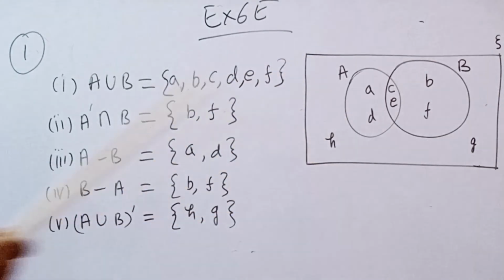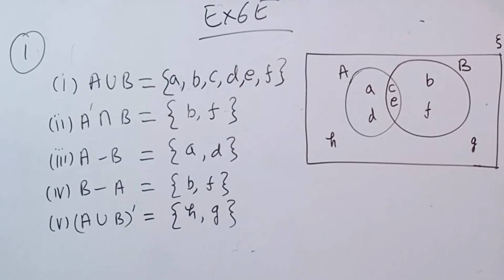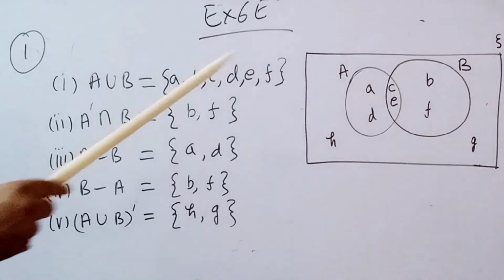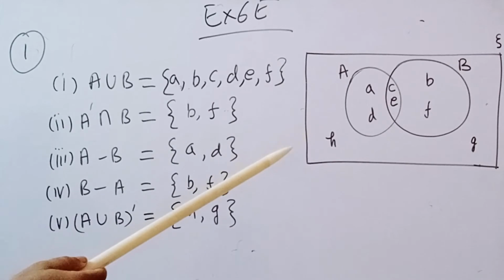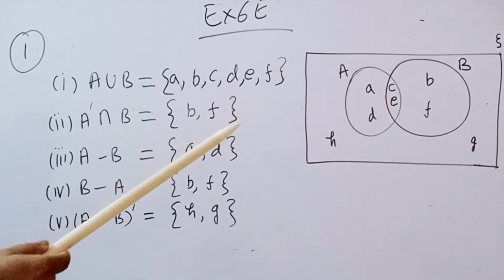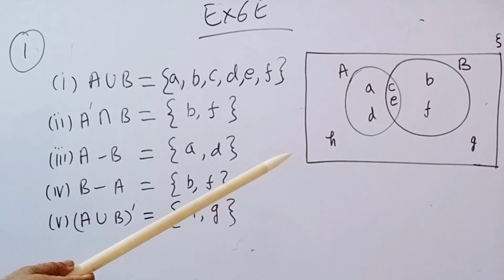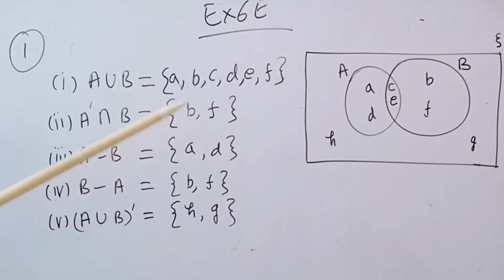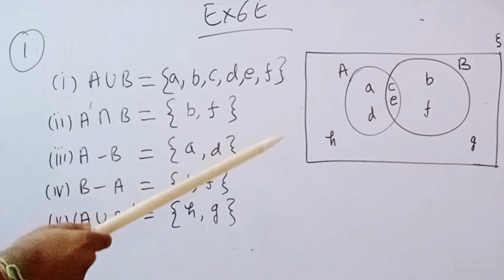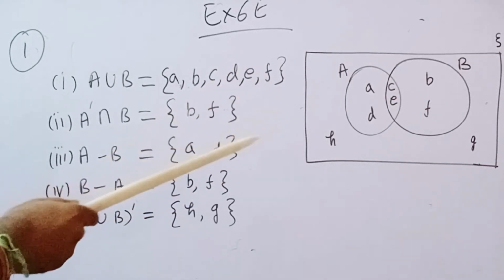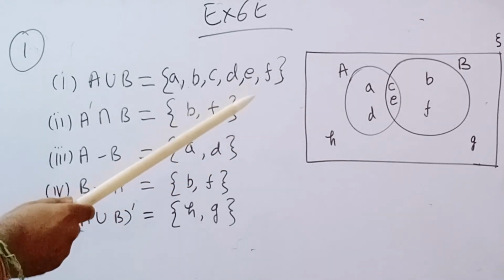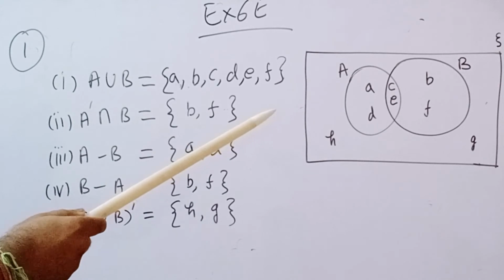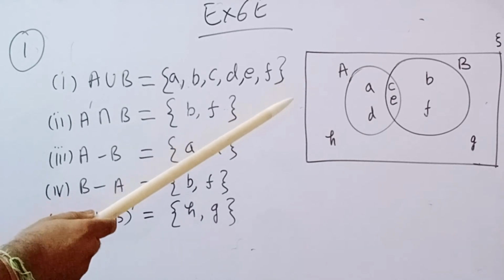Here we have the rectangular box. Just learn how to do this type of question, known as Venn diagrams. We have the diagram here, in which we have the universal set, with elements A, B, C, D, E, F, G, H, and the circles A and B are known as the A set and B set. In set A we have A, D, C, E elements, and in B we have C, B, E, F.